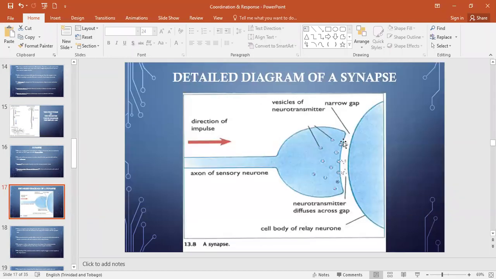Right. So when the vesicles reach here, we're talking about the impulse, right? The impulse travels along the axon until it reaches the axon terminal. This here is the end of the axon, so it's called the axon terminal. When the impulse reaches here, these vesicles are automatically triggered or activated. They then move towards the end of this membrane right here.